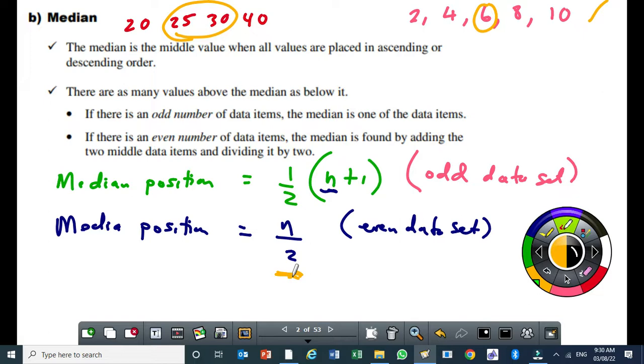Remember, if you want to find the median, the first thing you must do is check if the data set is arranged from smallest to largest, or from largest to smallest. These are just simple examples, and I've already arranged the values. If you look at them, I wrote them from smallest to largest. You can't find the position without arranging. You can't.